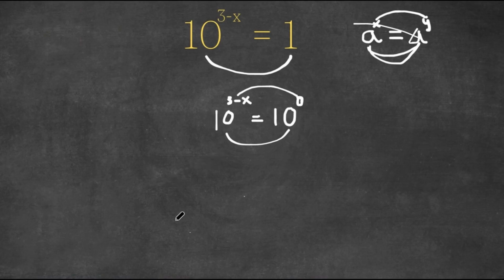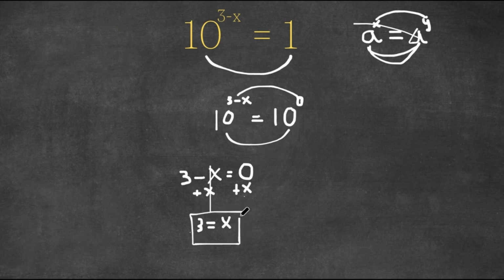So we can just ignore the bases for now and just set 3 minus x equal to 0. And now, as you can see, we've created a simple equation using our method. To get the value of x, we're going to make it go to the right side. So we're going to add x on both sides. These two cancel out, so we're left with 3 equals 0 plus x, which is x. So now we have our value for x.